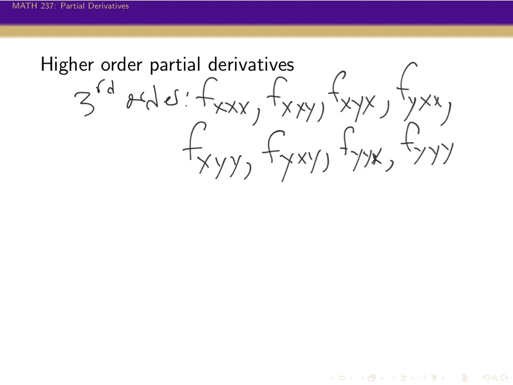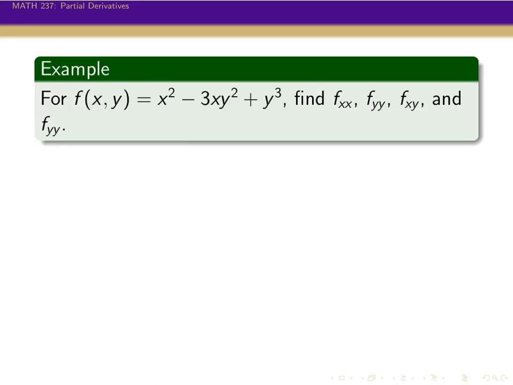Fourth order, there's going to be 16 of them, so we could keep going up. So let's try this out. Let's just stay with the second order. So here's the same function we had before.